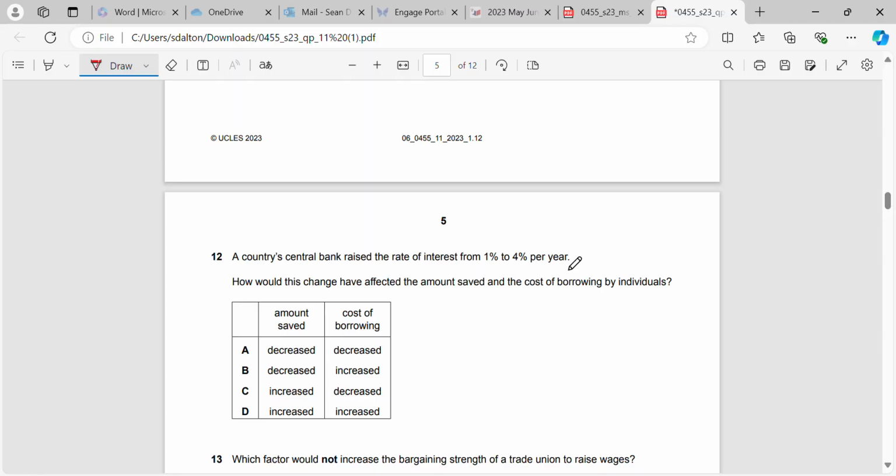Okay, a country's central bank raised the rate of interest from 1% to 4% per year. How would this change have affected the amount saved and the cost of borrowing by individuals? So, interest rates go up, more people want to save money, and borrowing becomes more expensive, because you have to pay back 4% every year instead of 1% every year on the amount that you've borrowed. So amount saved would increase and the cost of borrowing would also increase. So correct answer is D.